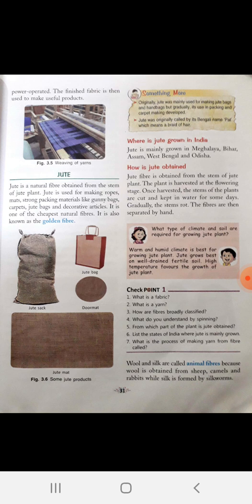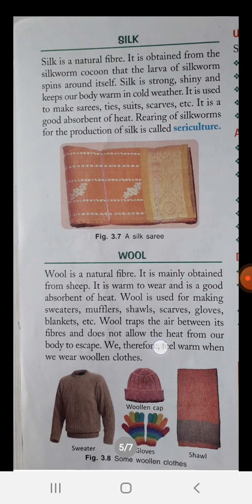Today, we will discuss animal fibers, that is, how wool and silk are obtained from animals. Wool and silk are called animal fibers because wool is obtained from sheep and silk is obtained from silkworm. So, let's discuss how silk is obtained. Silk is a natural fiber because we are getting silk from animals. It is obtained from the silkworm cocoon that the larva of the silkworm spins around itself.